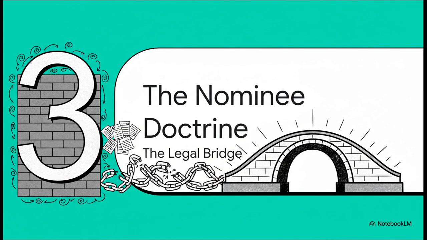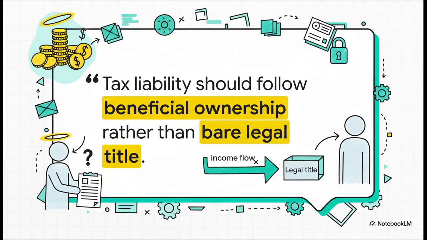So, okay, we've got this hard stop, this statutory wall at the date of death. And we've got these messy, consolidated 1099s from the brokers. How in the world do we connect the two? Well, that's where this really powerful legal idea comes in, the Nominee Doctrine. It's our legal bridge.